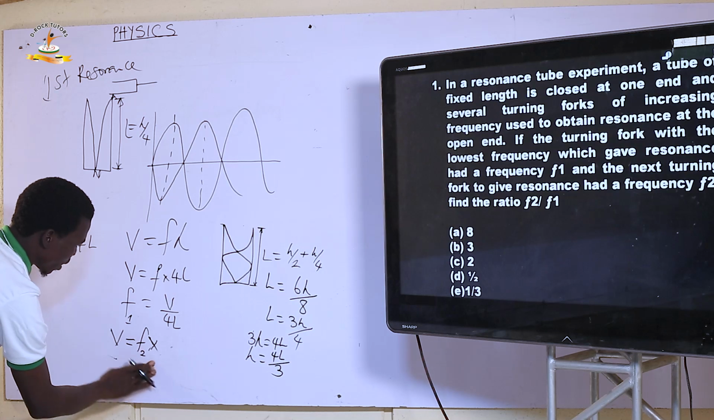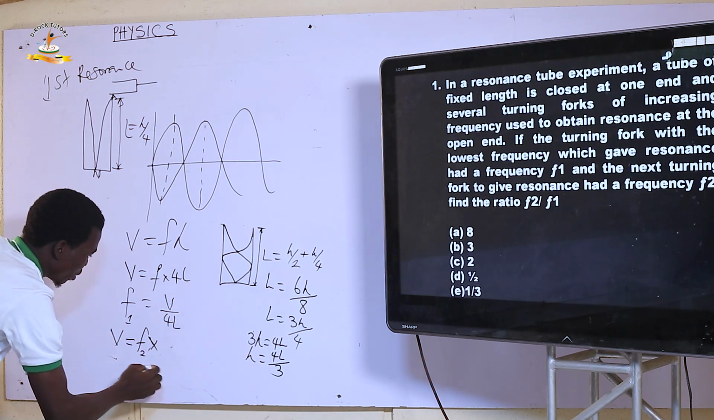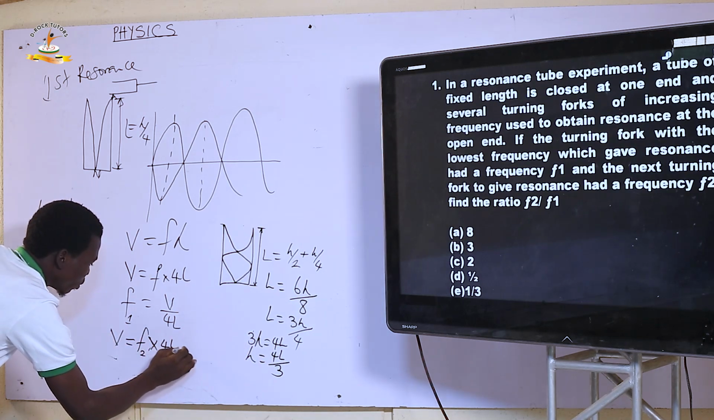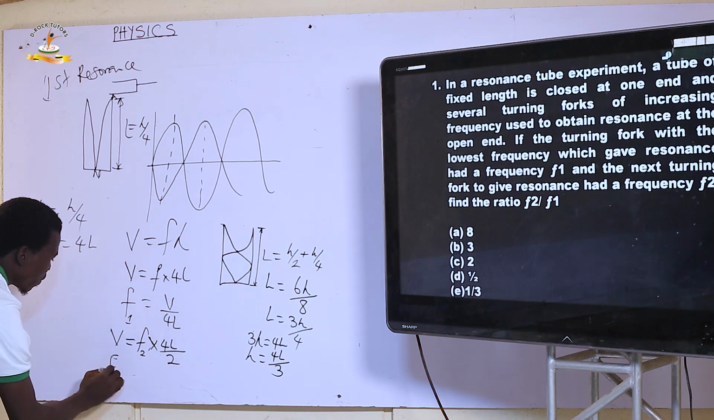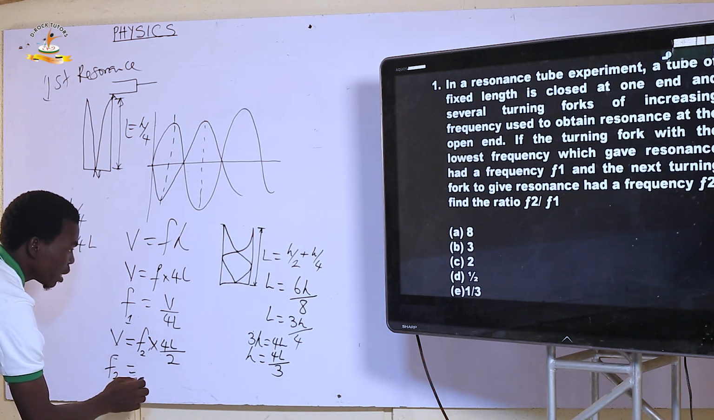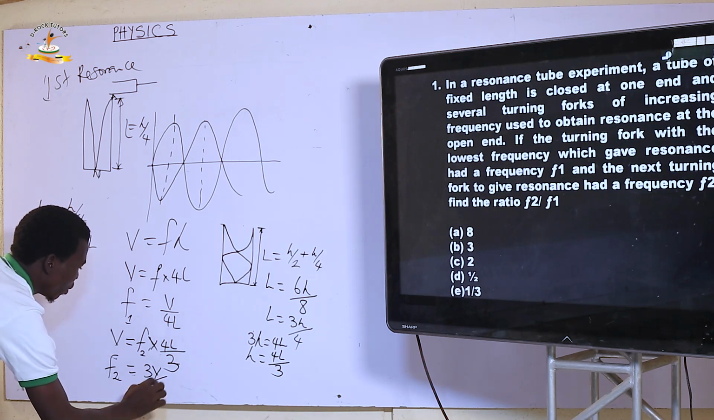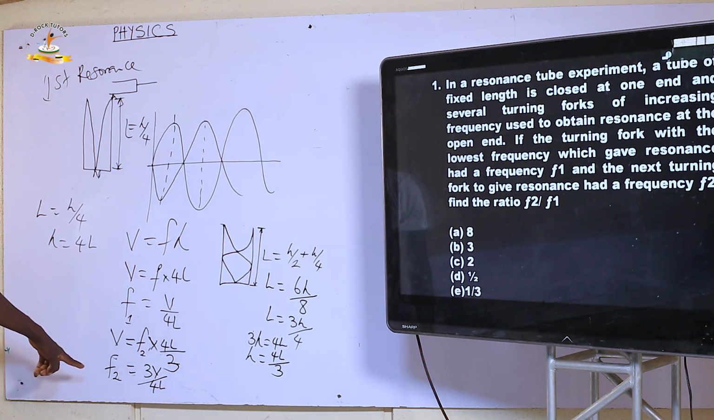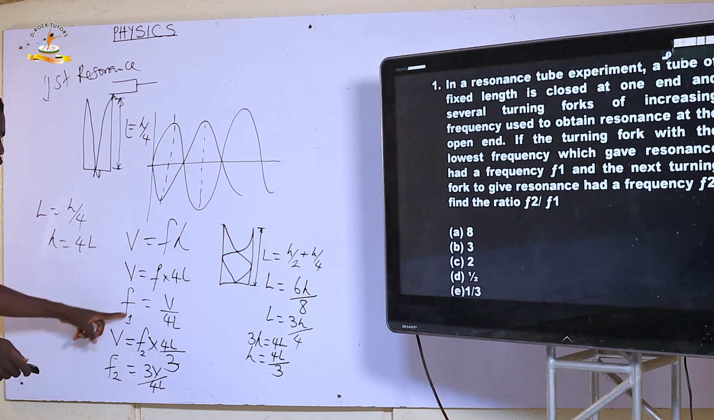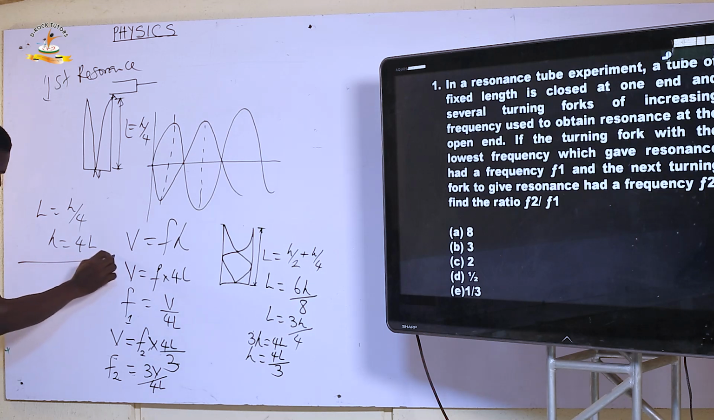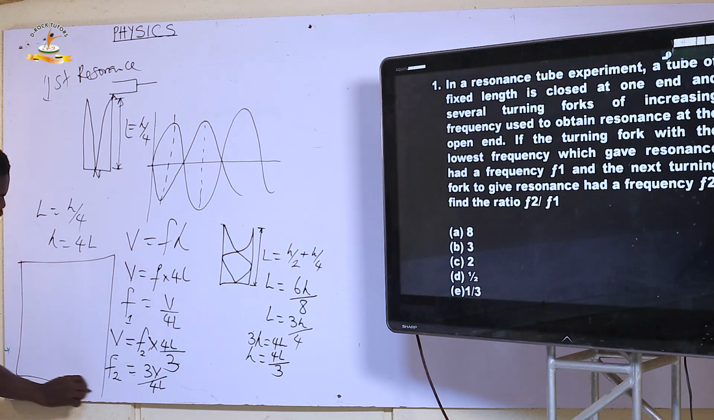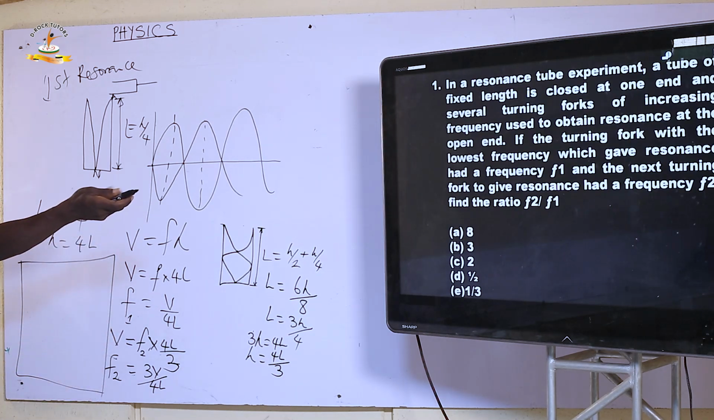All right, so my bad. We go again. Lambda is already 4L over 3, so multiply by 4L all over 3. And with that, we have F2 equals what? 3V all over 4L. And now we have the what? F2. Yes, that is F2. So the ratio F1 to F2 now is what we have to show. Now let's carve out a space there to get our ratio F1 to F2. Oh, rather, it is F2 to F1.